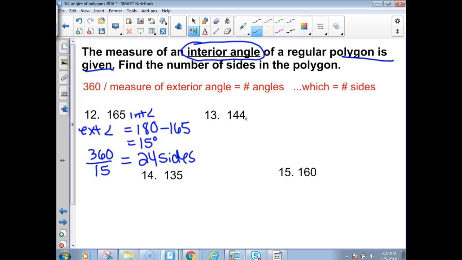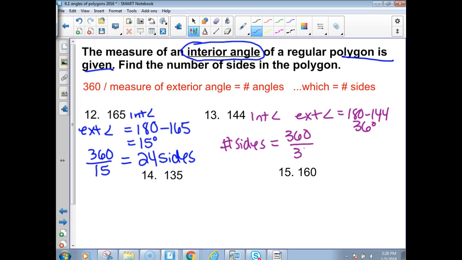Okay, so if the interior is 144, that's your interior angle. Therefore, the exterior angle is 180 minus 144, which is 36 degrees. If you want to know the number of sides, if you want to write a formula, I'll show it. Number of sides would equal 360 divided by 36, and that's 10. So this would have 10 sides.